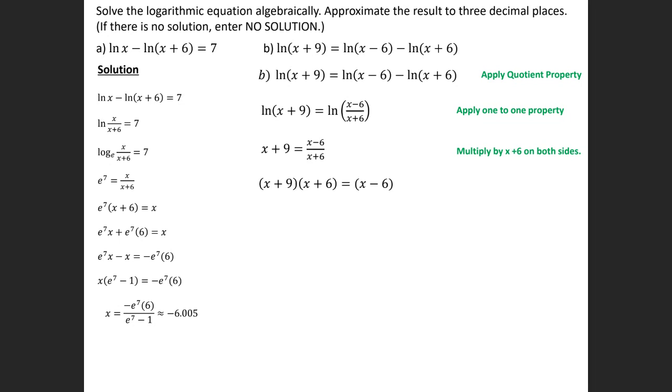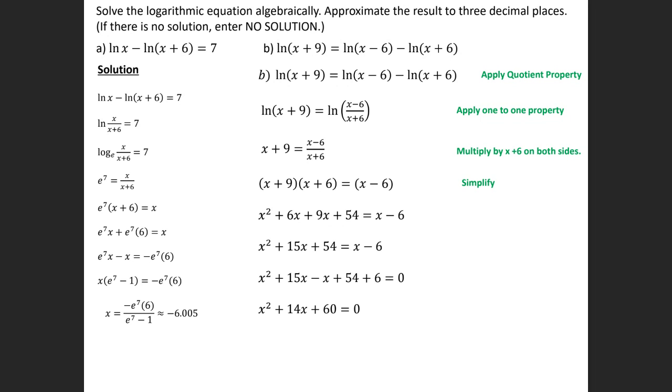Okay, if I distribute everything and simplify, I have this. I got rid of the parentheses. As you can see, I'm going to have a quadratic again. So what I'm going to do is move everything to one side so I can have my simplified quadratic, right? So when I do this, I am going to get x squared plus 14x plus 60, okay?